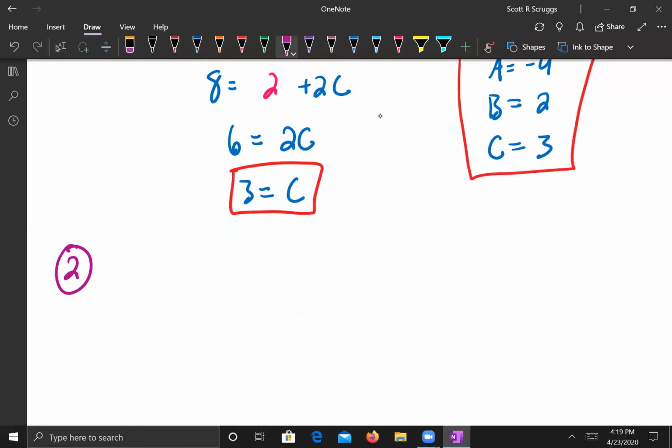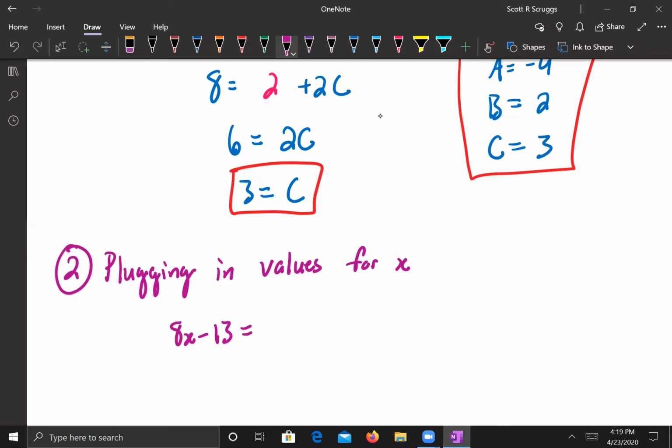Well, let's say you don't like to set up a linear system and solve for it. Let's talk about method 2. That is plugging in values for x. A, B, and C are my unknowns, not x, so that's what I'm trying to solve. So for this method, I'm going to copy down the equation that we had by setting the numerators equal to each other prior to expanding upon that.